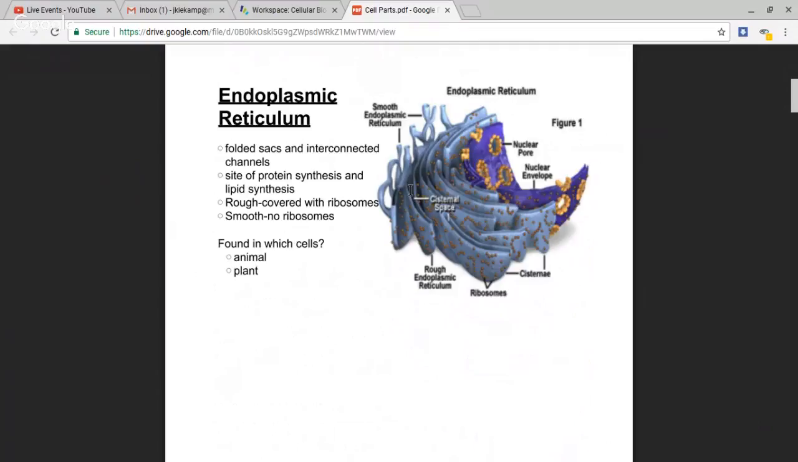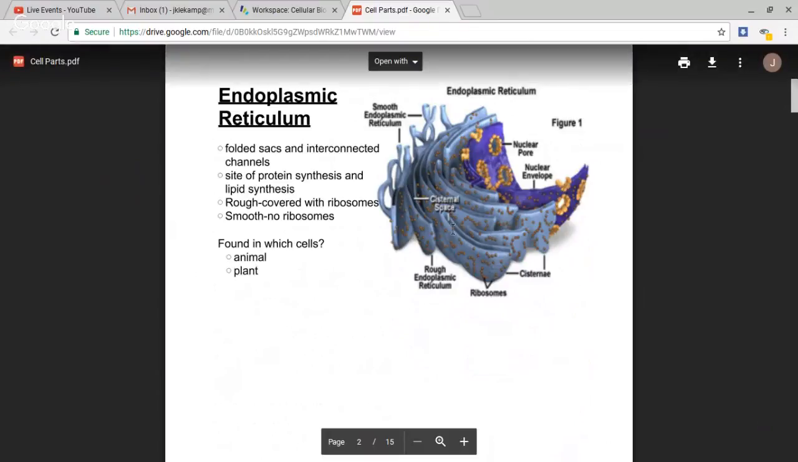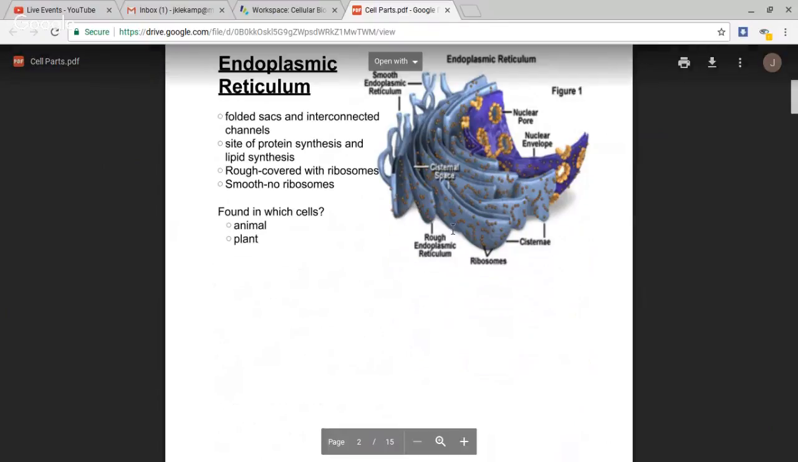And remember, our ribosomes' major function in the cell is to produce proteins. So the rough endoplasmic reticulum, that's covered with the ribosomes, is responsible for protein synthesis and movement, whereas the smooth endoplasmic reticulum does not have ribosomes. So it is the lipid synthesis. Again, it is found in both animal and plant cells.